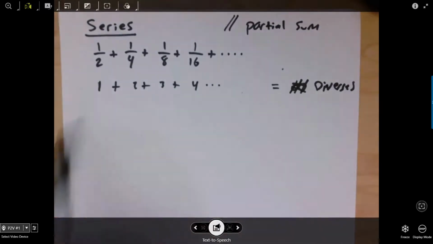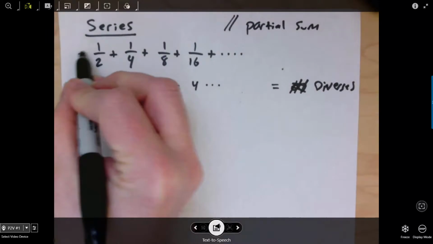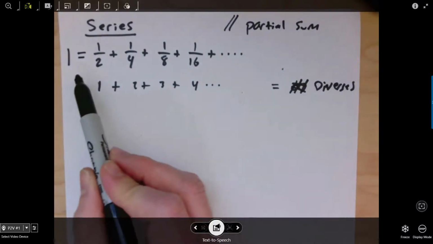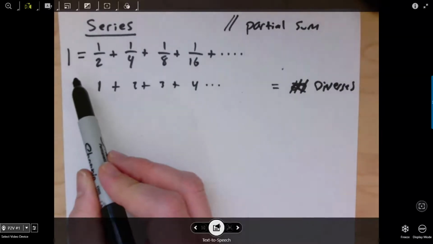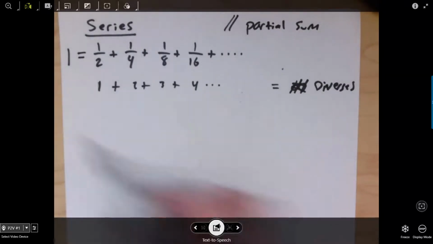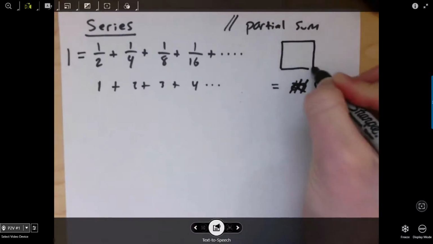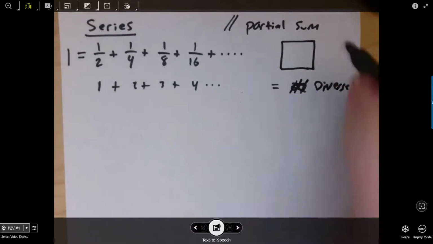A lot of people seem to know the answer to this already. When I ask in class, a lot of people just immediately blurt out, "That's equal to 1!" And I don't know why you know this or how you know this. There's a nice, very suggestive geometric way of thinking about this. Let's pretend this box is 1 by 1.